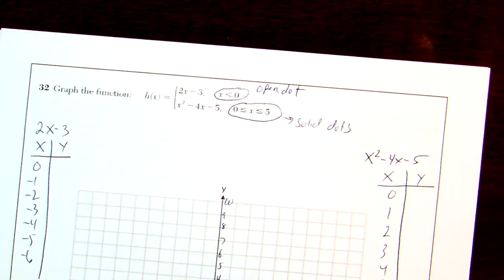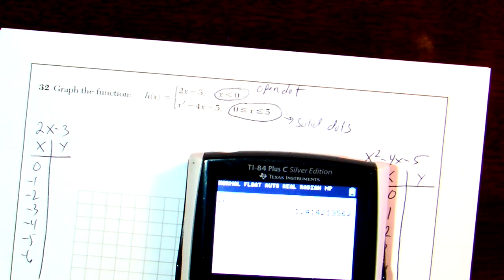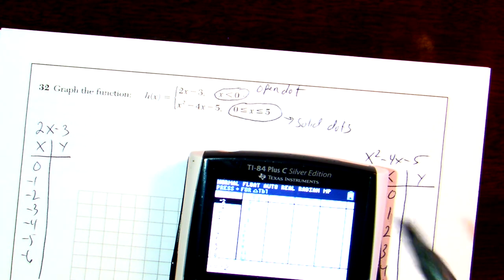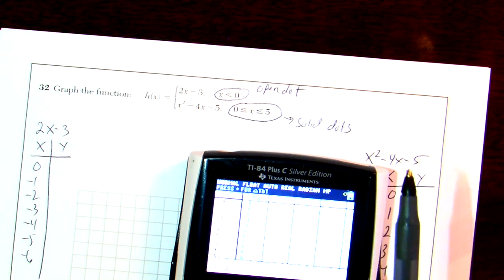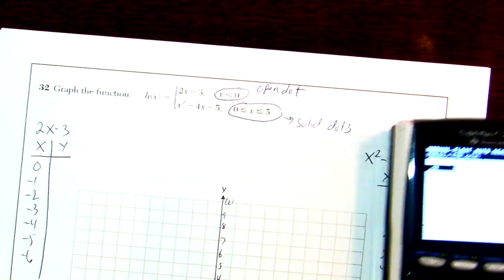Okay, so let's go ahead and start with the y equals. And we got 2x minus 3. I like doing this one at a time, guys. It's just easier to look at the graph. So 2x minus 3, second graph. And remember, I want nothing greater than 0. So at 0, you're at -3.